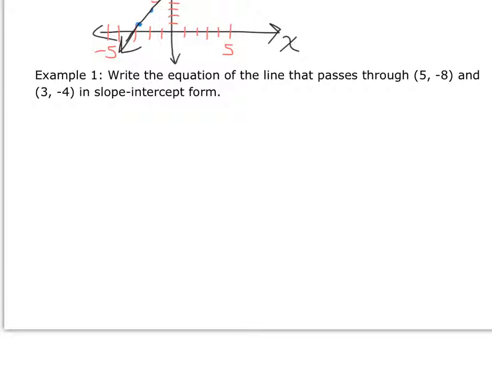Well, we've got 2 points, yes, but I won't always give you 2 points. So slope-intercept, remember our warm-up? What were the 2 things that I gave you? I gave you a slope, and I gave you a y-intercept. So to write an equation in slope-intercept form, those are the 2 things we need. We need a slope, and we need a y-intercept, right? So that's what we're going to do.